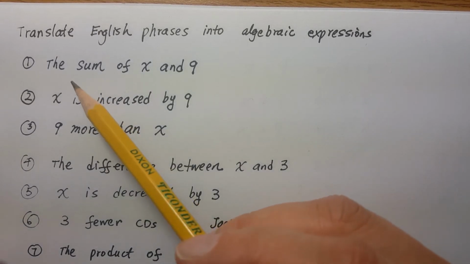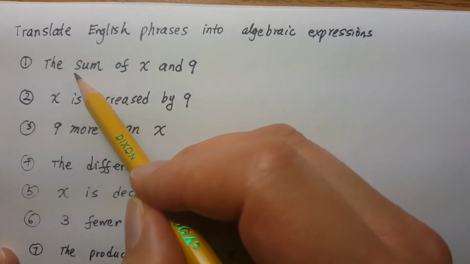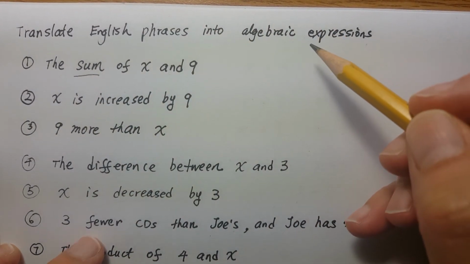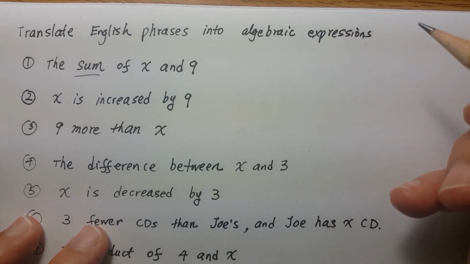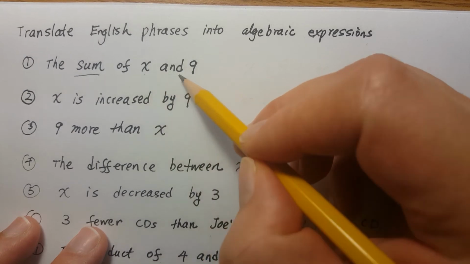Now let's take a look at question number 1. The sum of x and 9. The word sum indicates addition. So sum means add. So x plus 9.